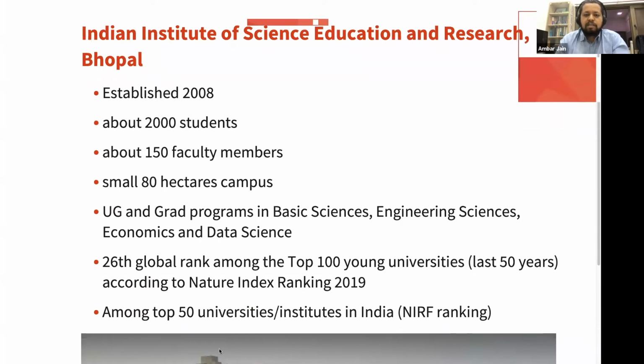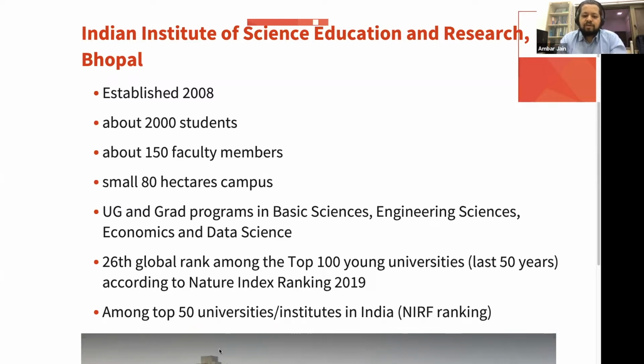About IISERB, Indian Institute of Science, Education and Research. This is a very new institution. It has only been around for 12 years. It was established in 2008. We have only about 2,000 students. About 600 to 700 of them are PhD students. The rest of them are undergraduates. We have only about 150 faculty members. We have a small campus, only about 80 hectares. We have UG and grad school in basic sciences, engineering sciences, economics, and data sciences.